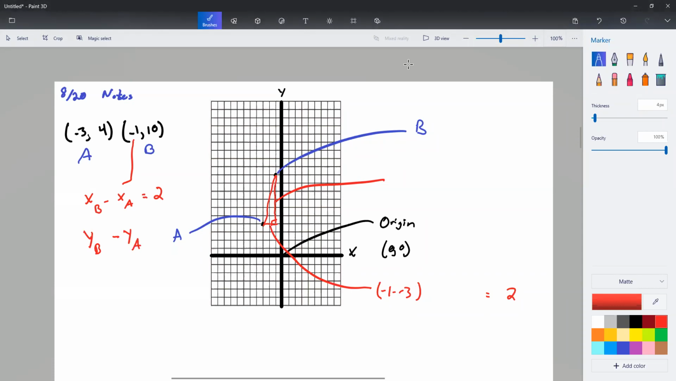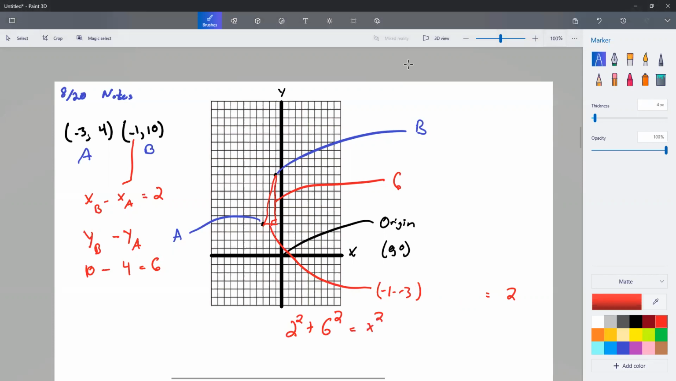So this thing is a 10, this thing's up 4, and that's going to give us 6. So this is 6. Now, in order to find that diagonal, we're going to use the Pythagorean theorem, that formula you know and love. So we've got 2 squared plus 6 squared equals something squared. So this is 4 plus 36 equals x squared, and we're calling this distance x.